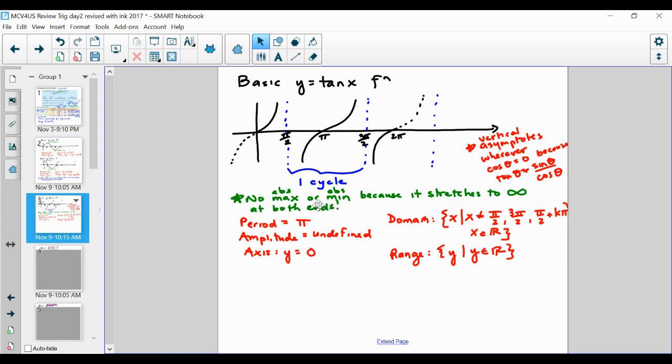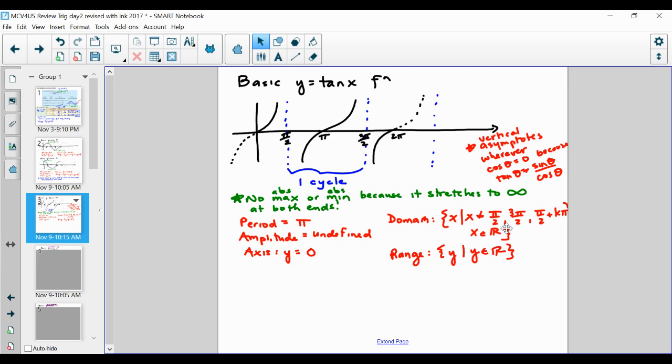It also has no absolute max or min because it stretches to positive infinity and negative infinity, so it never reaches a max or a min. The period is pi. We don't define the amplitude. It still has an axis. It kind of does a swoopy thing. It sort of has a half shape here and another half up like that.